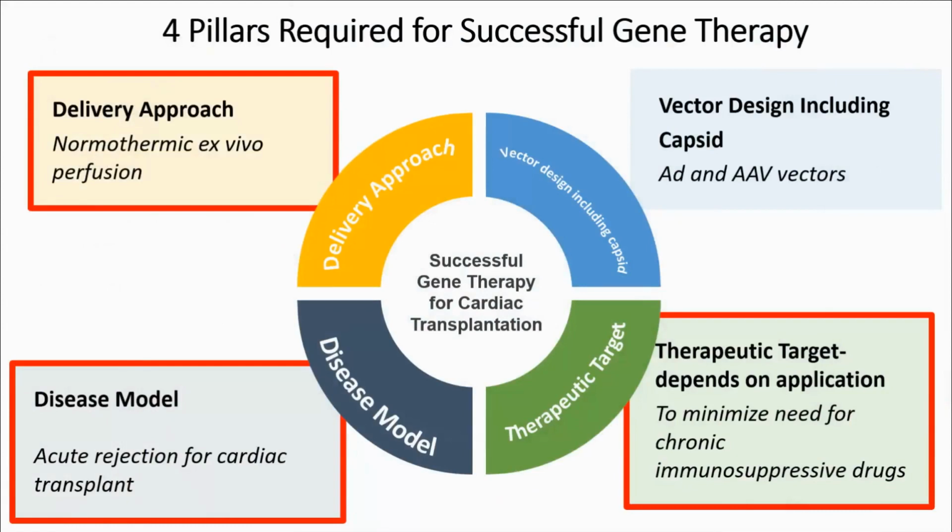So today, I'm going to be talking about 3 of the 4 pillars that are required for successful gene therapy, in this instance, successful gene therapy for cardiac transplantation. I'm going to focus a lot on the delivery approach, which is normothermic ex vivo perfusion. I'm also going to talk about what we've done to develop a disease model to evaluate acute rejection for cardiac transplantation. And then I'll touch on some ongoing work with therapeutic targets to minimize the need for chronic immunosuppressive drugs.